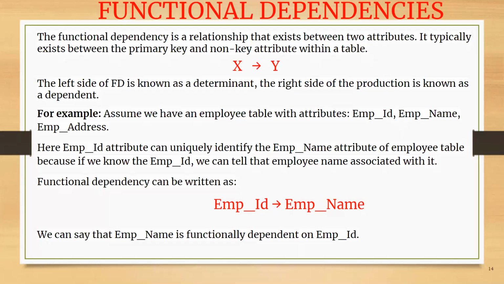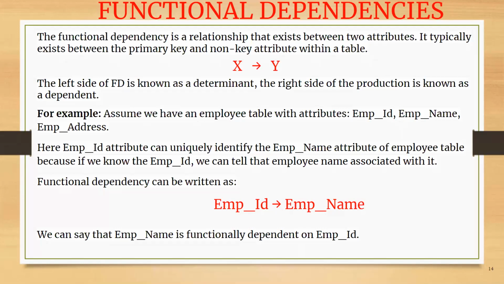It is denoted as X is functionally dependent on Y, where the left side of your functional dependency is called the determinant, and the right side of it is known as the dependent. The determinant is something which is going to be weak because it is dependent on the dependent, that is your strong entity, that is your primary key entity. So here your Y is functionally dependent on X.